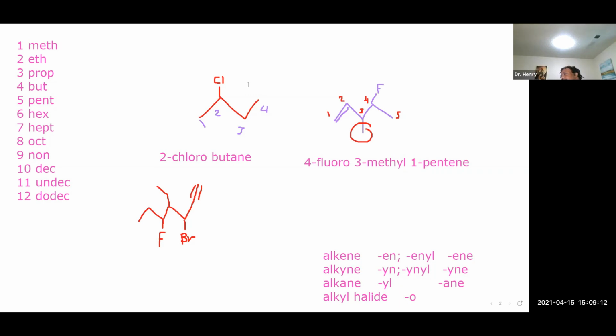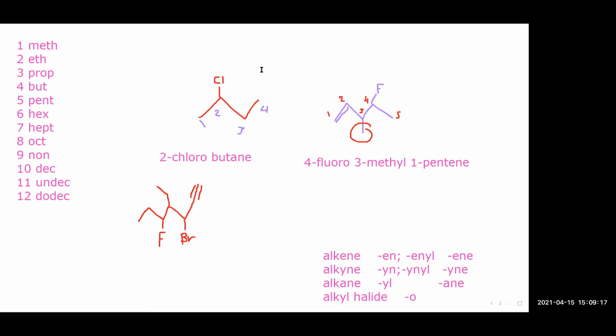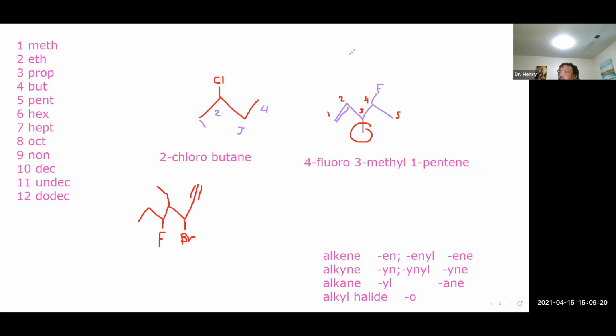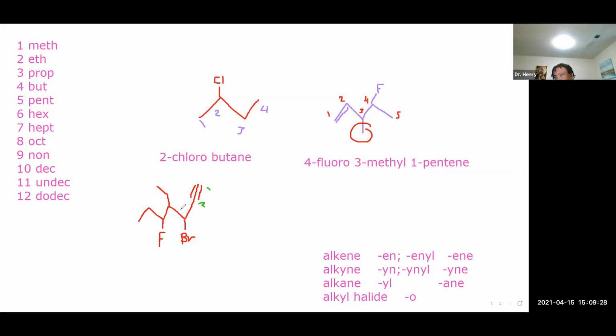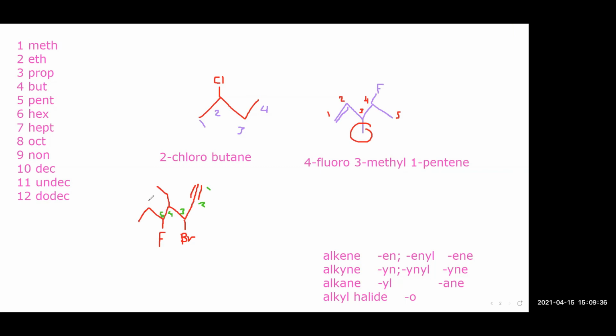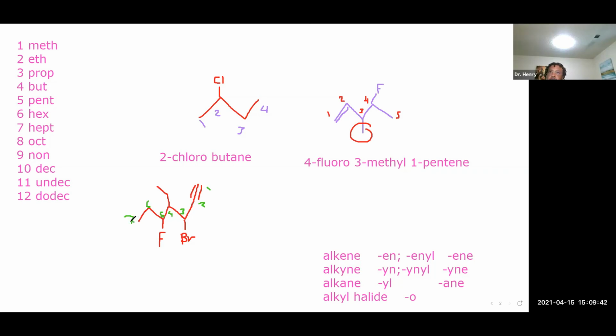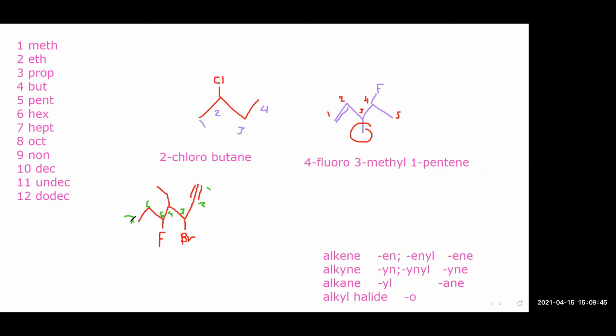First thing I want to do: not the longest chain. Where should I start counting? Counting from the triple bond because of the priority. That's 1, 2, 3, 4, 5, 6, 7. Heptyne with the 1, so 1-heptyne.